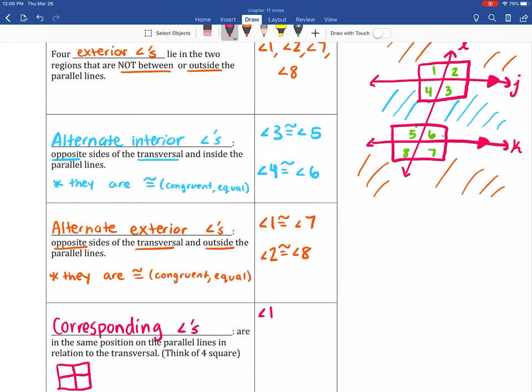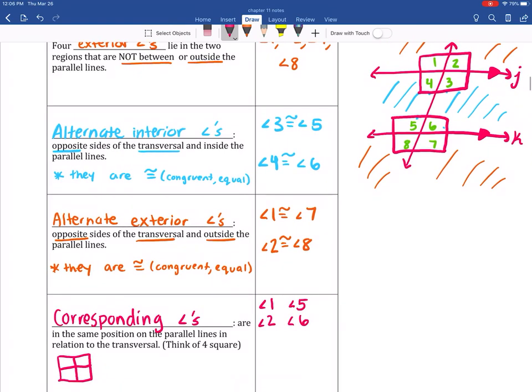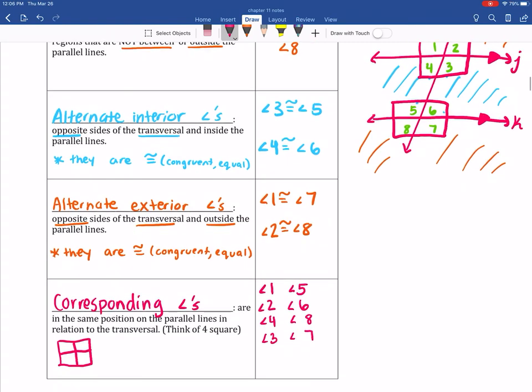So if I say angle 1, the player in the other court that's in the same position would be angle 5. Okay? They're in the same position on the parallel lines in relation to the transversal. They're both above one of the lines and to the left. But even more simple, they're in the same Foursquare position. If I say angle 2, the player that's in the same spot in the other court would be angle 6. And I could keep going, 4 and 8, and 3 and 7. And just like the other ones, they are congruent.